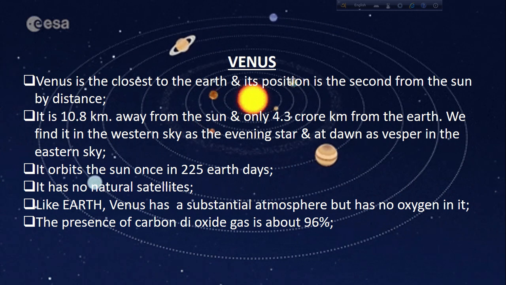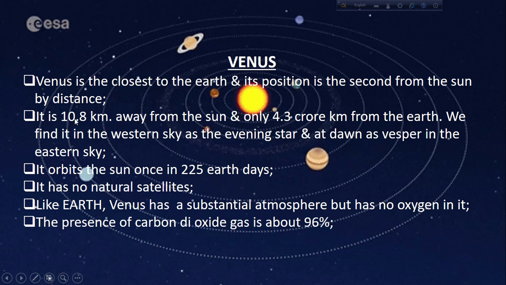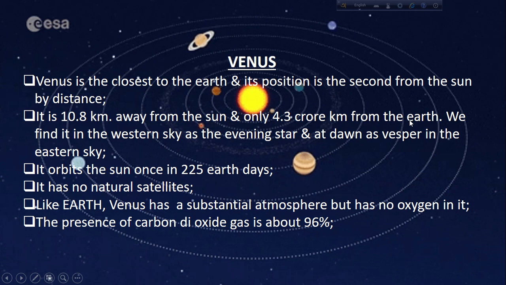So here is one thing you have to know, please make the correction here. It is 10.8 crore kilometer away from the Sun and only 4.3 crore kilometer from the Earth.